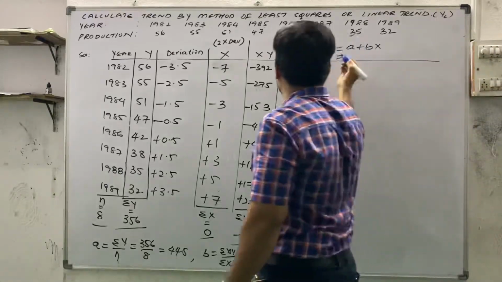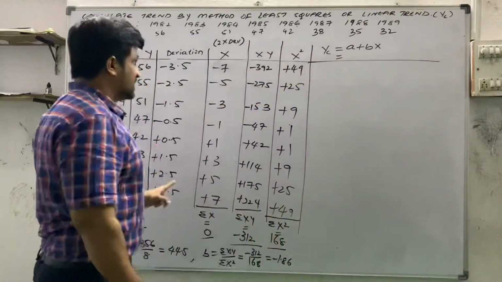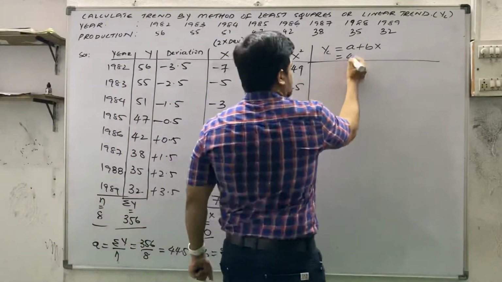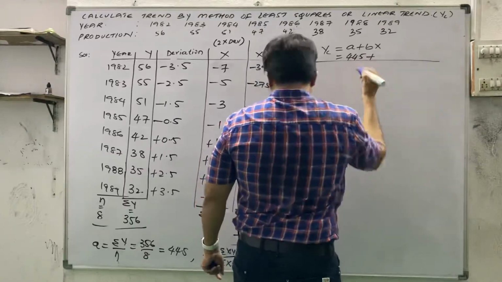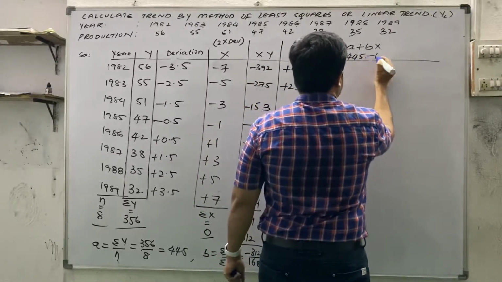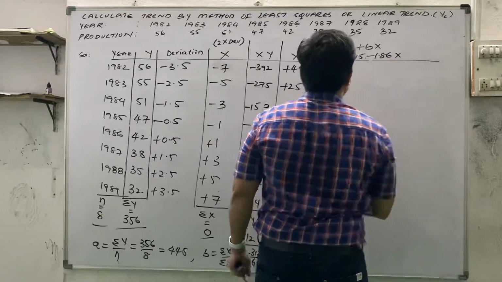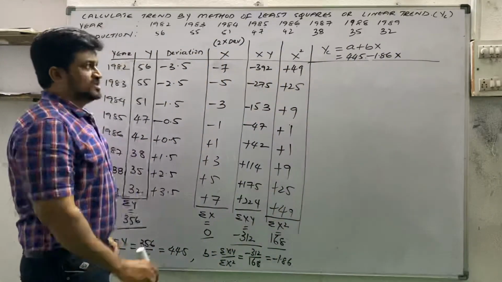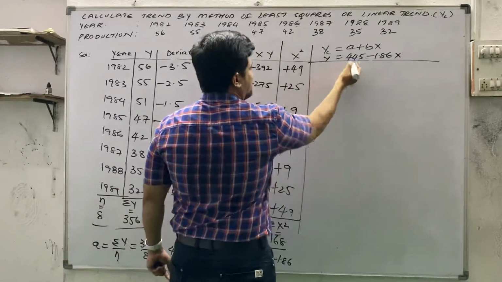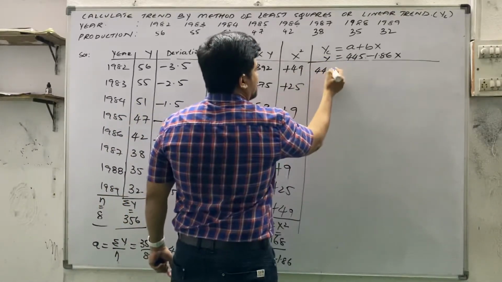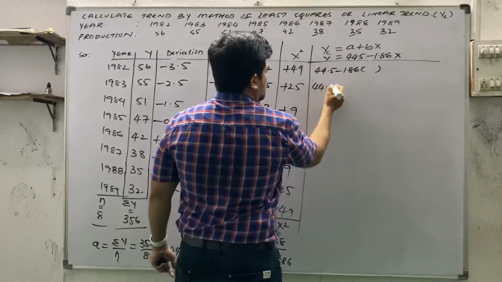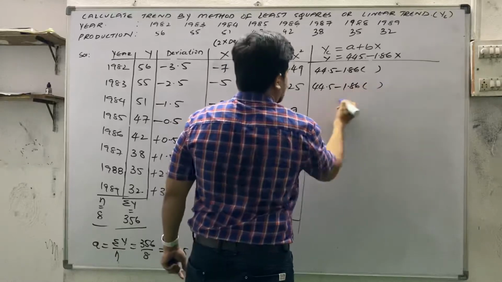Yc means this is the trend equation. A plus bx, what is the value of A? We have 44.5 plus B value minus 1.86. So plus into minus is minus 1.86 into x. So this is the trend equation. Now we have to calculate those trend values. How to calculate? 44.5 minus 1.86 into x value.